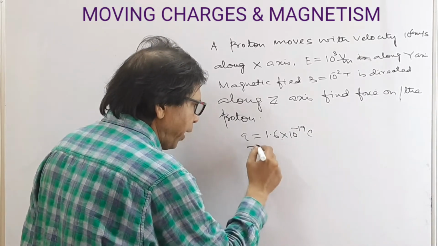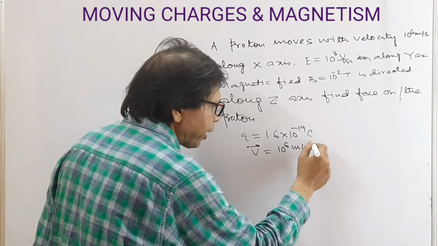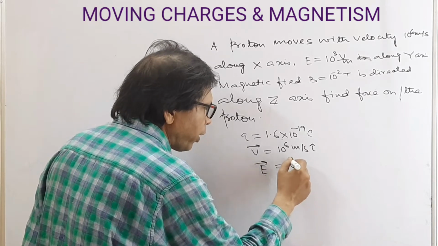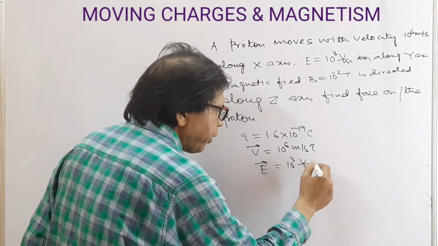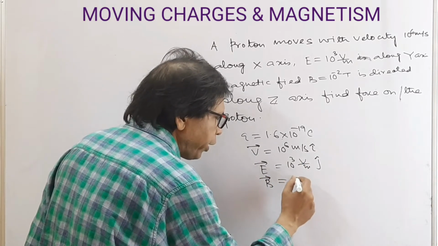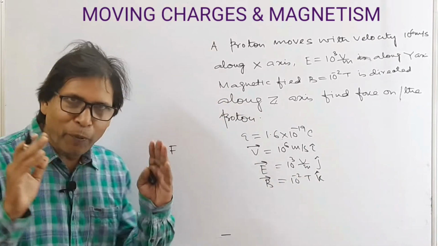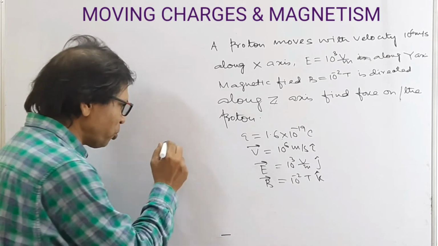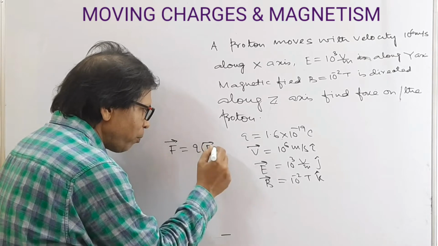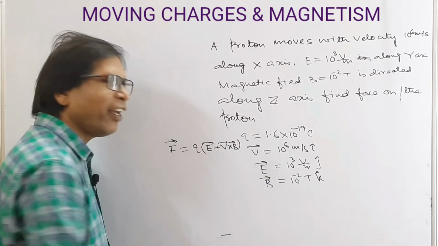Velocity vector v equals 10 to the power 6 meter per second i cap, electric field E vector equals 10 to the power 3 volt per meter j cap, and magnetic field B vector equals 10 to the power minus 2 Tesla into k cap. If we apply the Lorentz force, we get F equals q times E vector plus v vector cross B vector.